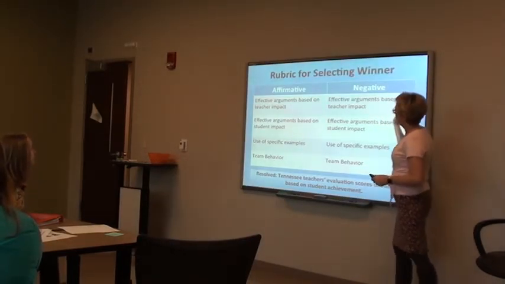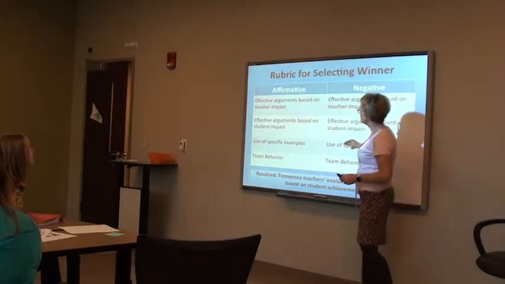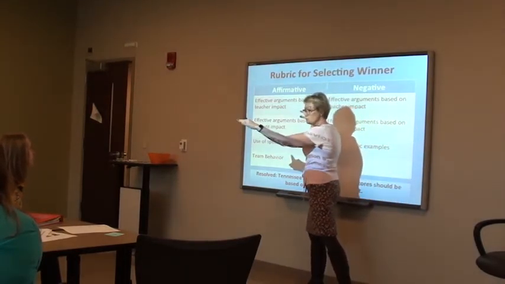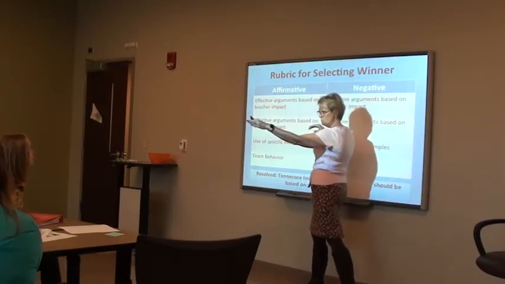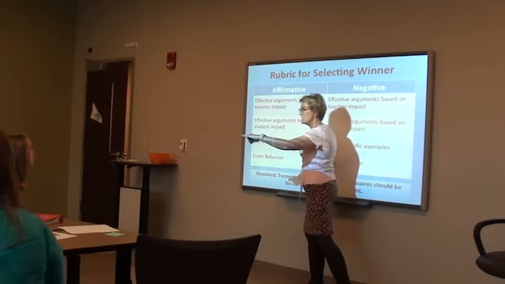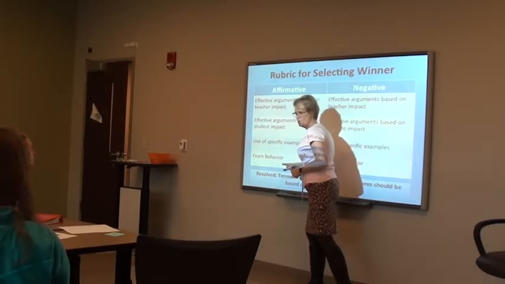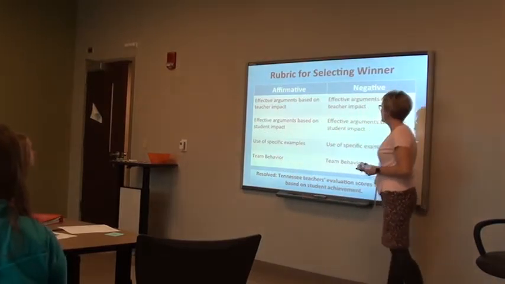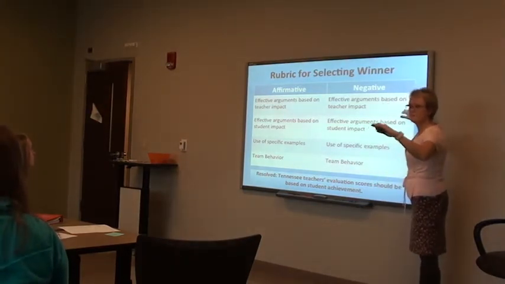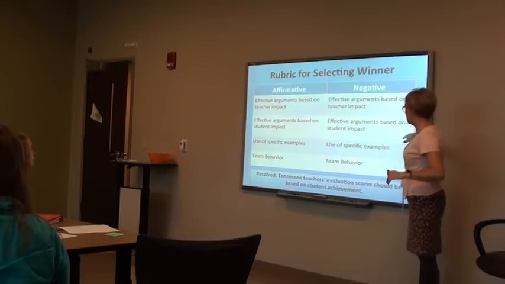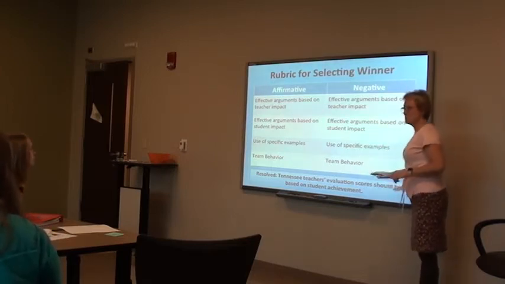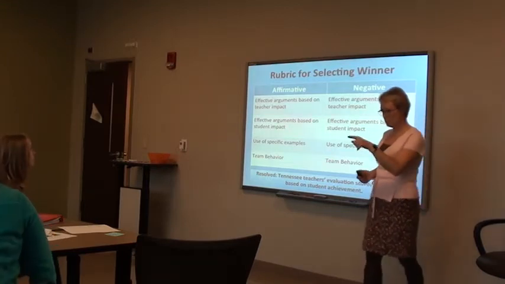Here is your rubric. It's the same on both sides. So basically for the affirmative, how effective are your arguments based on teacher impact and student impact? Are you using specific data? Are you citing data? And are you behaving well? We'll talk about behavior expectations in a minute. Over here, the negative side, how effective are your arguments that it's negative for teachers and negative for students? And are you using specific examples from the text and showing good team behavior? Okay, so you've got your rubric in front of you.